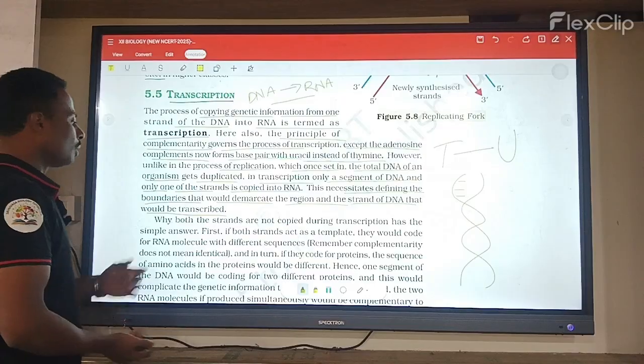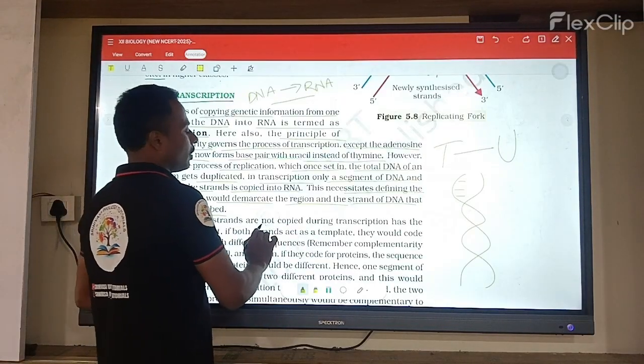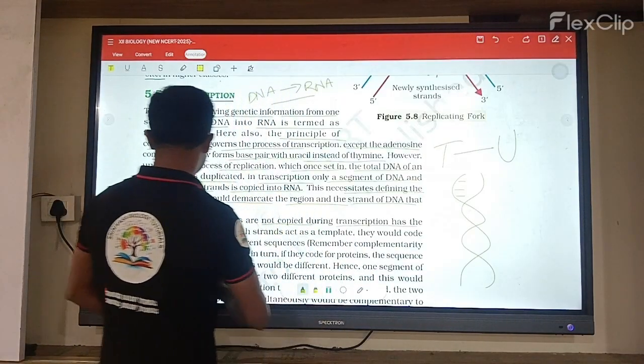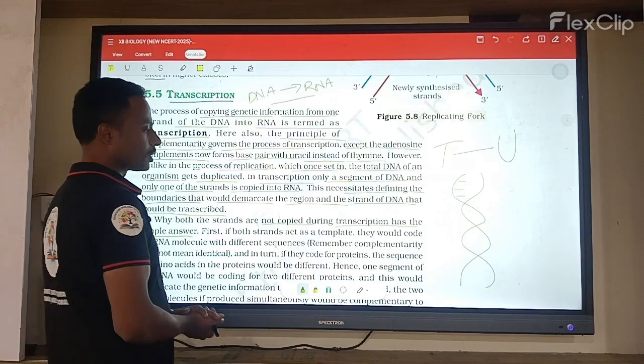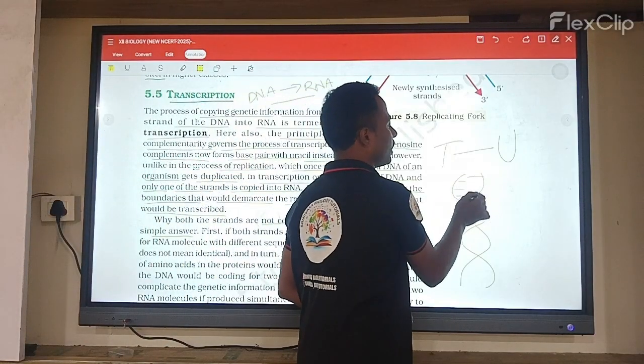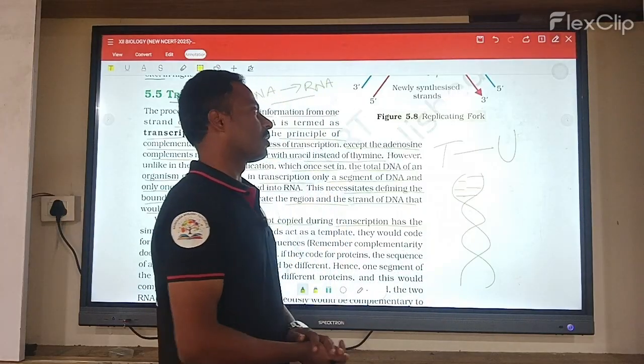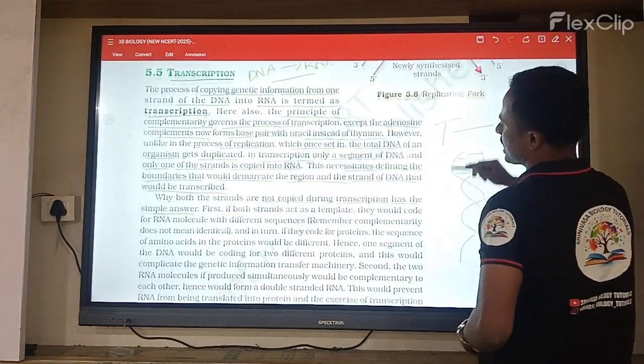Now, why are both strands not copied during transcription? Why are both strands not involved? There are some reasons for this.